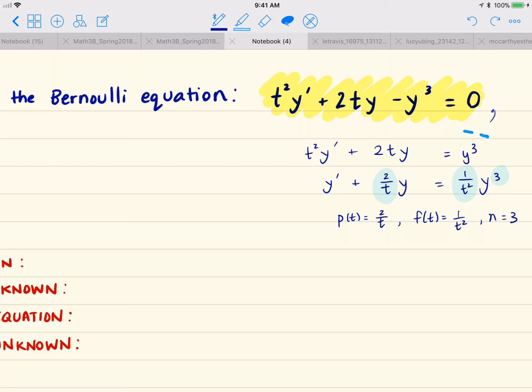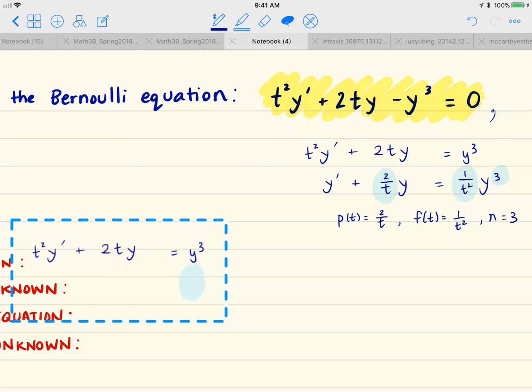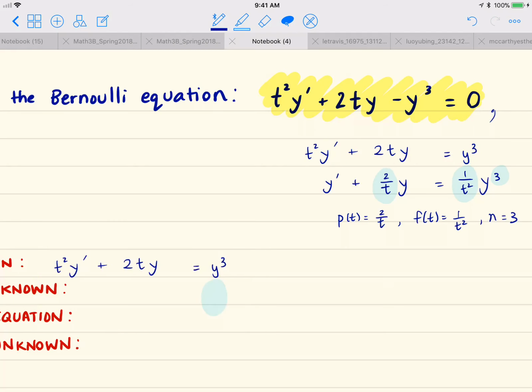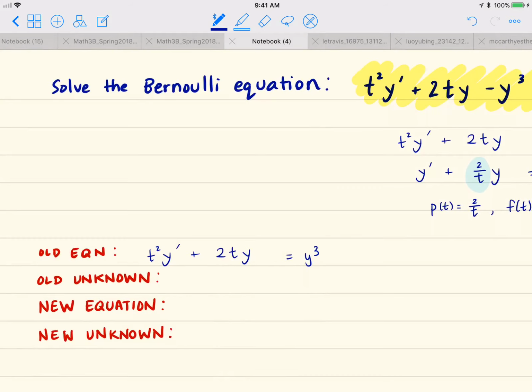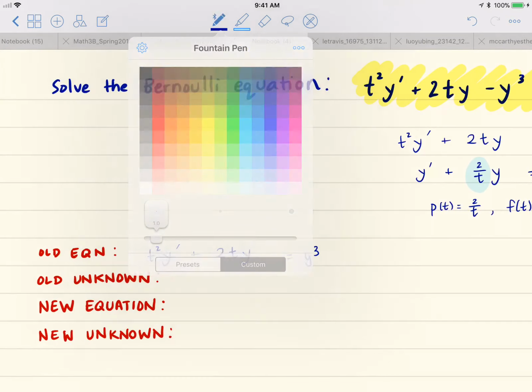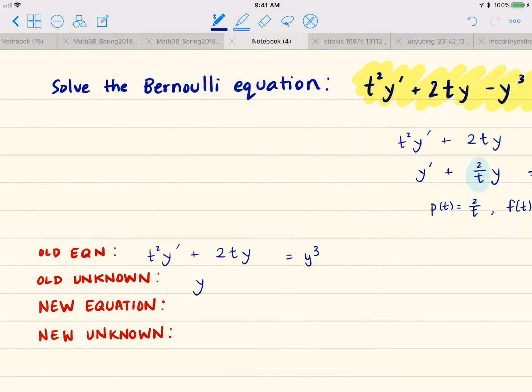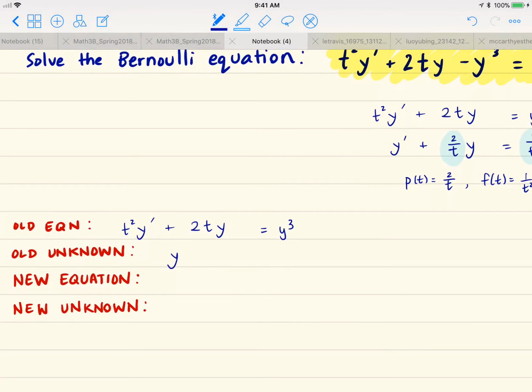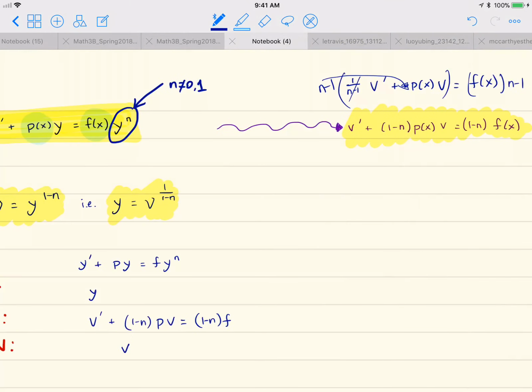Our old equation was the same thing. We can copy it from here. Copy. Paste. So that's our old equation. Our old unknown is y. Our new equation, let's figure out our new equation, because this is what we need.